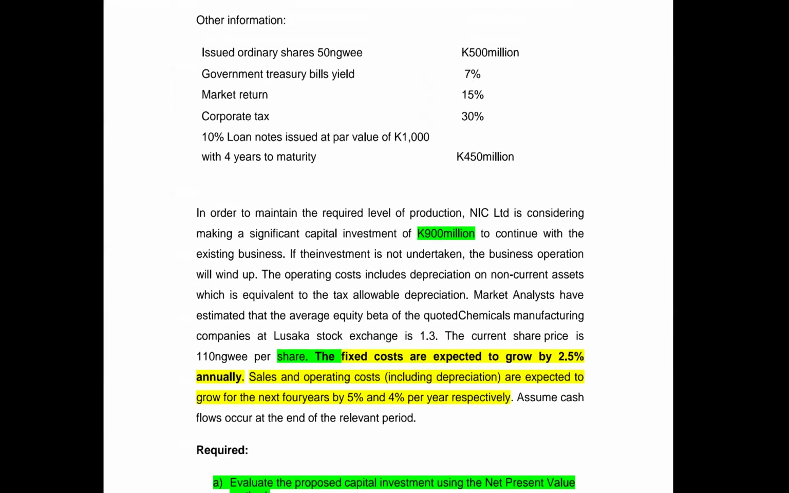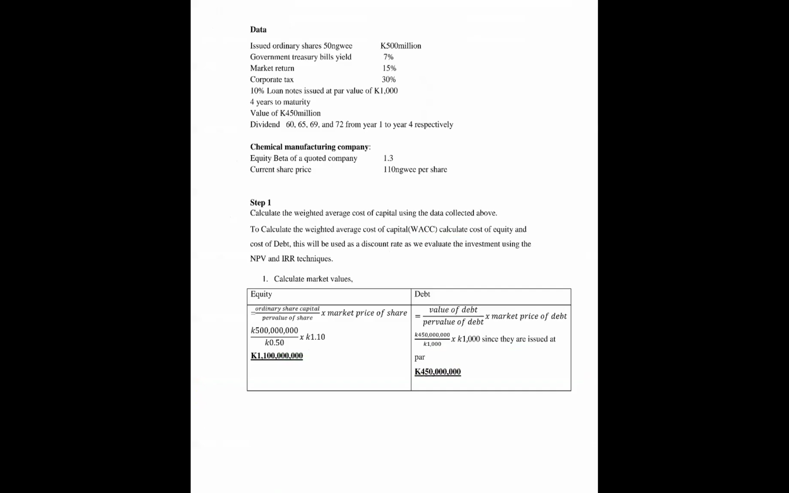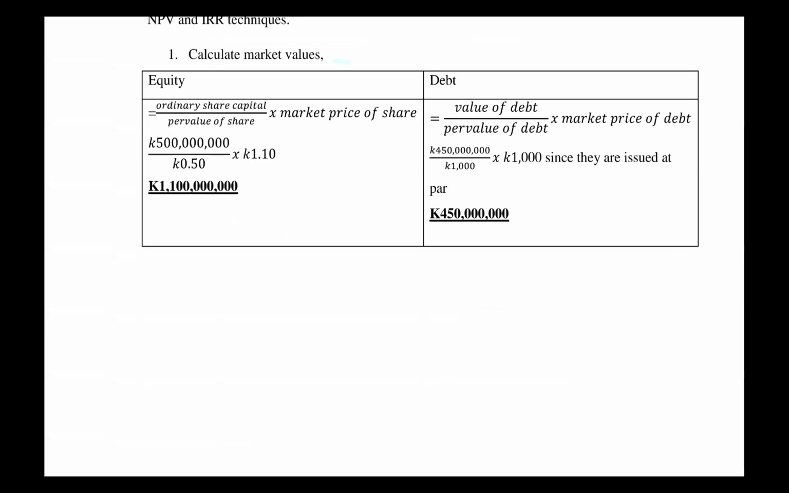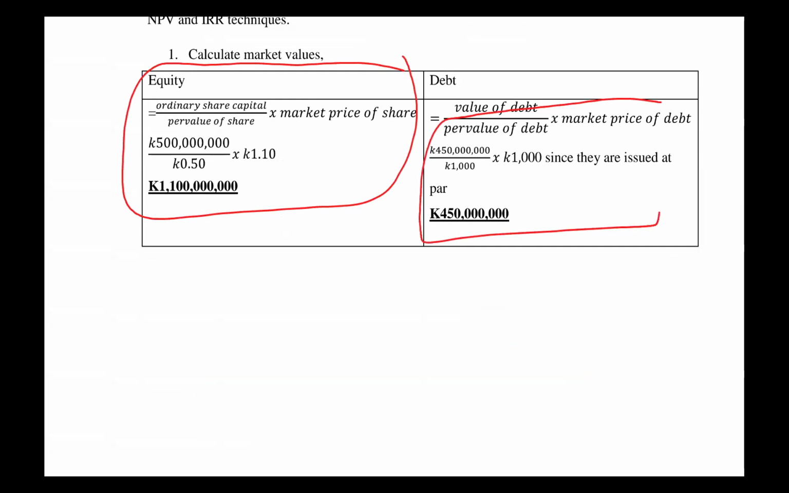Let's do the calculations. Do you remember how we are finding the equity sections, the market values? Now we are calculating for what? You remember this? Do you also remember this one, or the cost of debt?